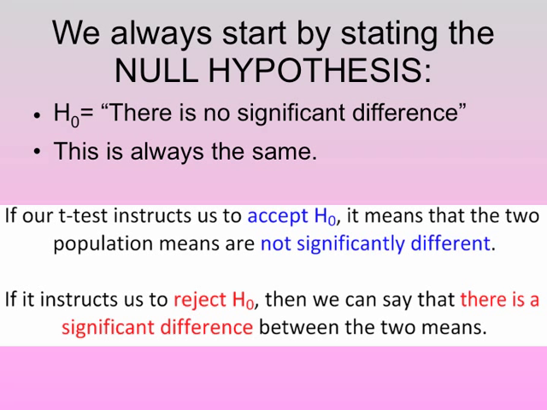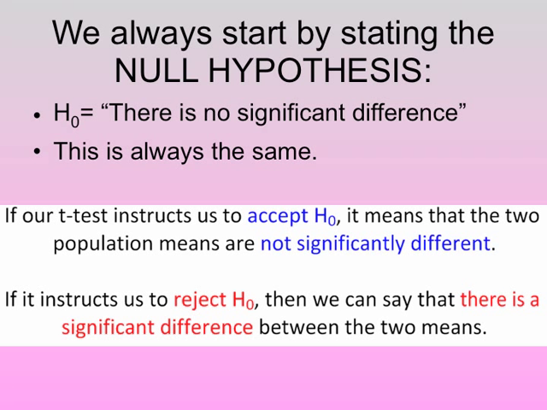Okay, if the value for t, whatever we calculated, instructs us to accept the null hypothesis, it means that the two population means are not significantly different. We are accepting the null hypothesis. There is no significant difference.